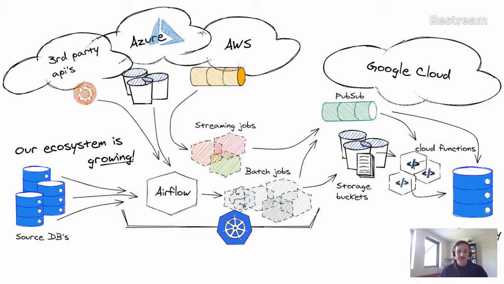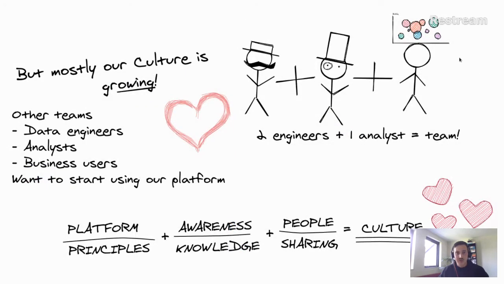So our ecosystem was growing, but most importantly, our culture started to grow. So our team grew again with an analyst. So we now had a multidisciplinary team of people really working together on the same domain issues. Also, other teams were starting to find us. So other teams with data engineers, but also analysts and business users were starting to use our platform.